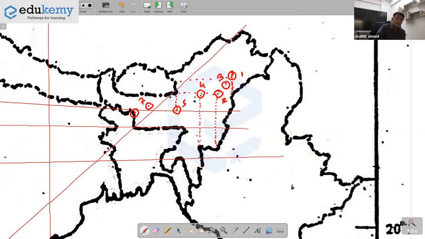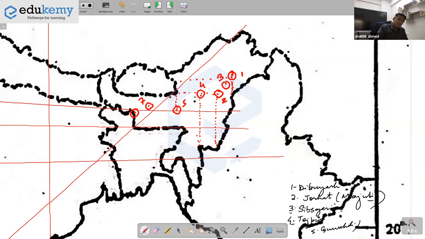One is Dibrugarh, Tinsukia district. This is Dibrugarh, one of the largest places or towns of Assam, Upper Assam. Two is Jorhat, and Jorhat is also Majuli. Three is Sivasagar. Four is Tezpur. Five is Guwahati, and five is also Dispur. Six is Dhubri. And seven is Bongaigaon.